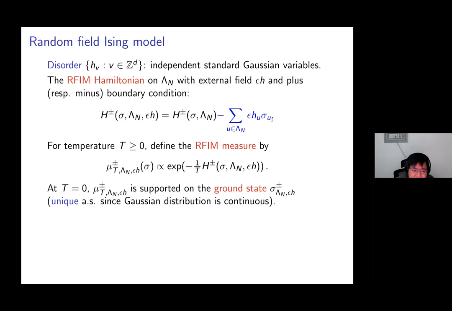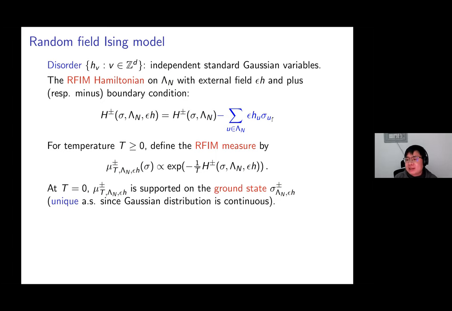And another comment is that at zero temperature, this random field Ising measure is supported on the ground states. I said ground states, that's actually incorrect. It's supported on the ground state, which is unique, almost surely. That's because the Gaussian distribution is continuous, and as a result, typically has a single minimizer for the Hamiltonian.